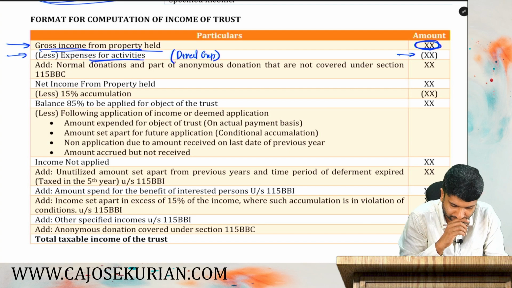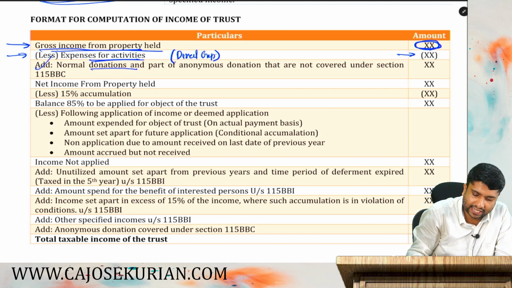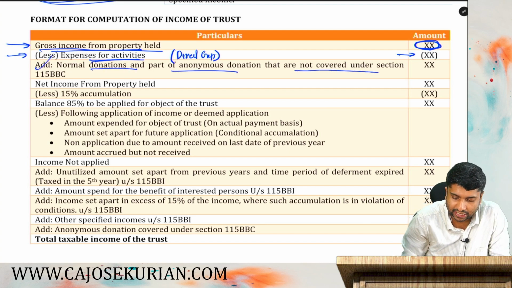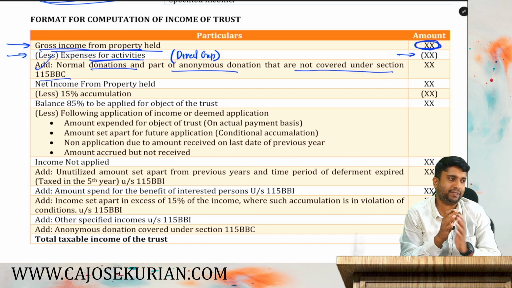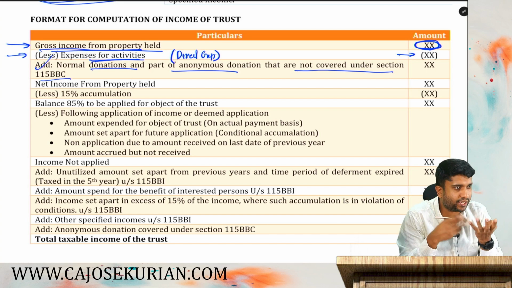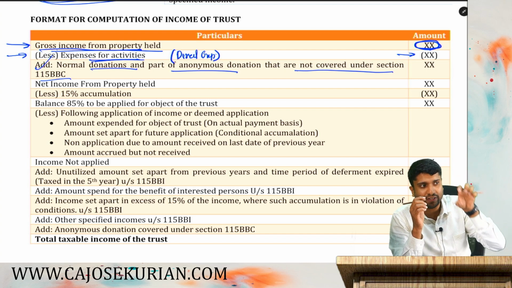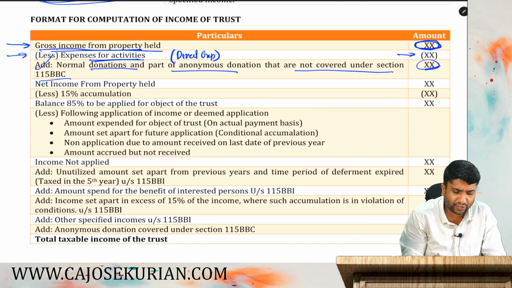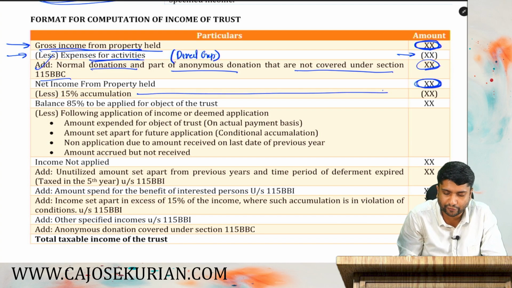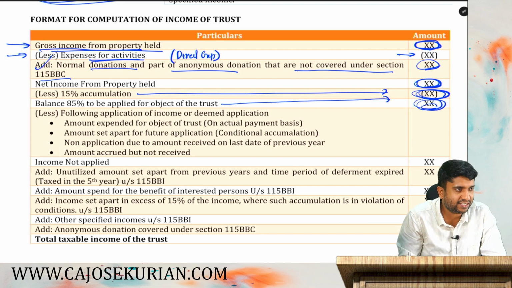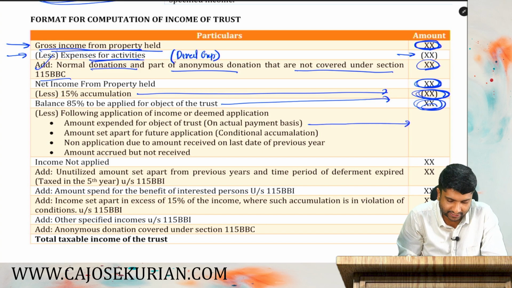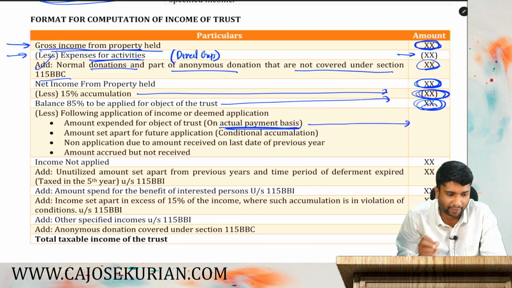Then add normal donations and part of anonymous donation that are not covered under section 115BBC. What is that? Normal voluntary donation and anonymous donation up to the specific limit you have to add. Then you will get net income from property held by trust. From that you can accumulate 15%. The remaining 85% has to be applied for the benefit of the trust. Then amount expended for the object of the trust you can deduct, but that is on the basis of actual payment. Then amount set apart for future application.